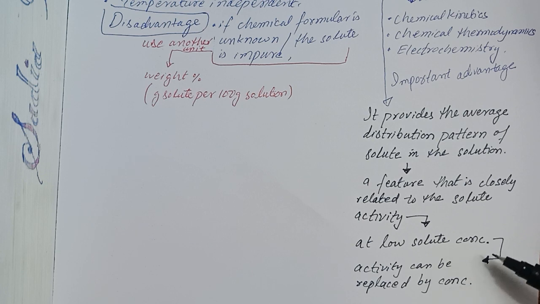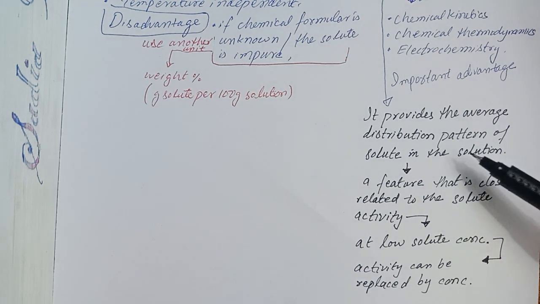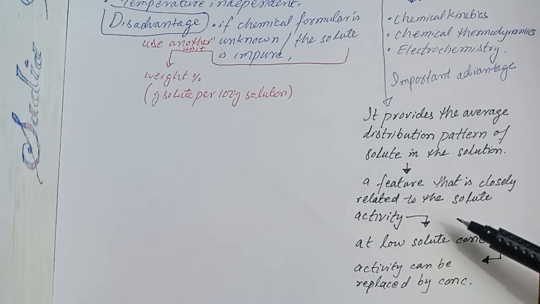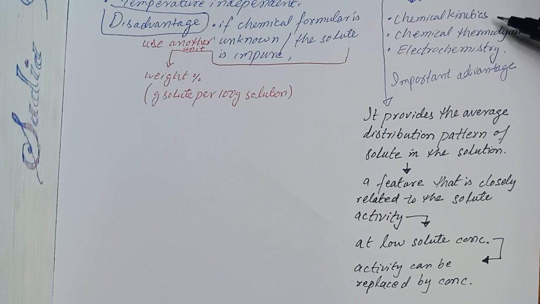At low solute concentration, the activity can be replaced by concentration. So at this point, the concentration unit is used in the form of molarity, which makes it an important unit that is usually used in different branches of chemistry, like chemical kinetics, chemical thermodynamics, and electrochemistry.